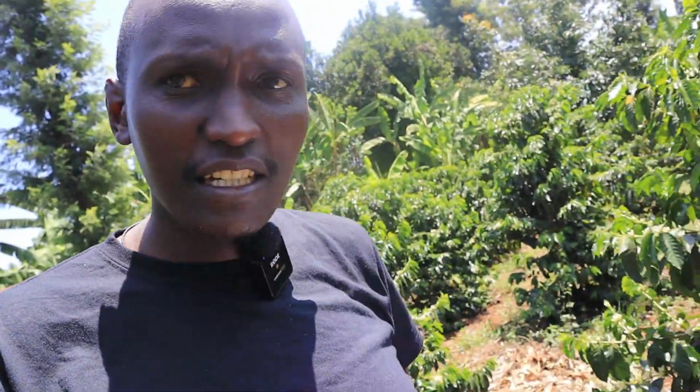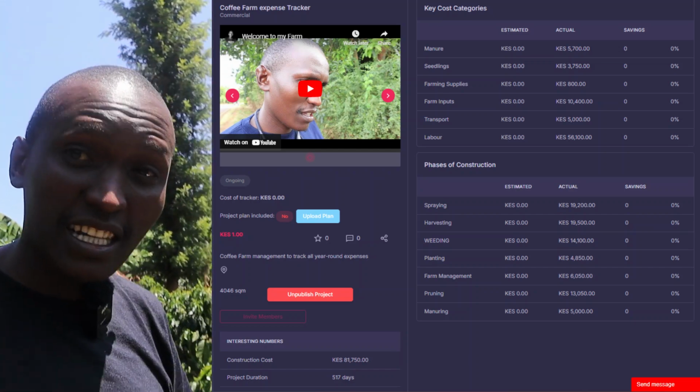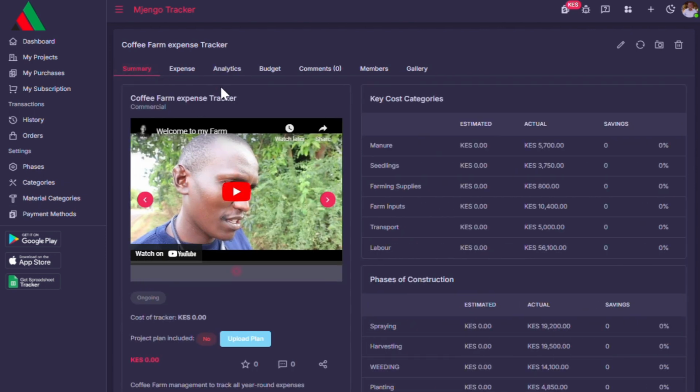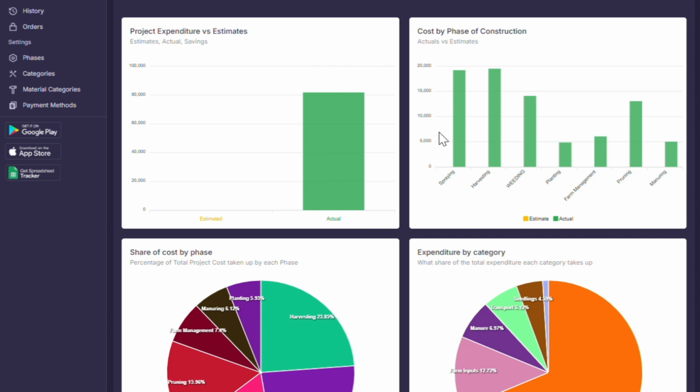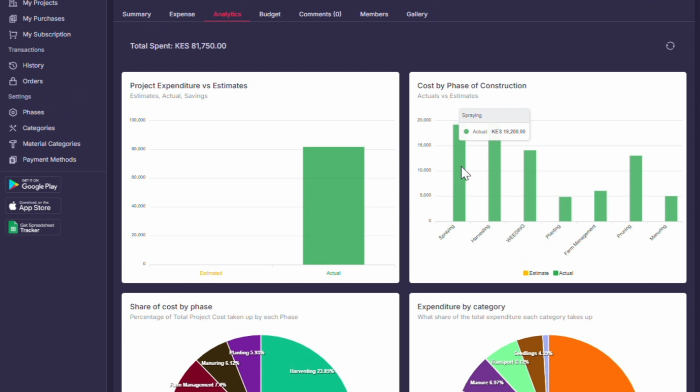Now, for that 1 year I've been owning this farm, I've written down some figures here, and you can check them on my Mjengo tracker for this farm. By the way, I've created a project. This is the good thing about Mjengo tracker. You can create projects other than just Mjengo. It's an expense tracker. From January 1st to December 31st, 2024, my total expenditure for the farm was 81,750 shillings. And then, let's read. Spraying 10,400 for inputs and 8,800 for labor. Weeding 14,100. And then there is pruning.